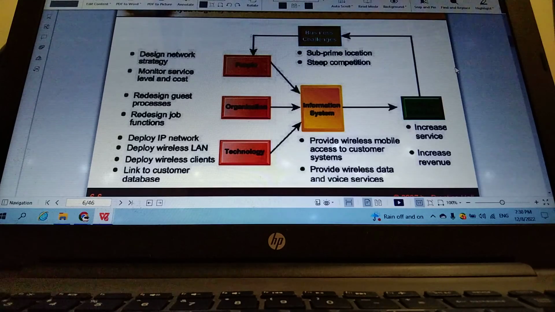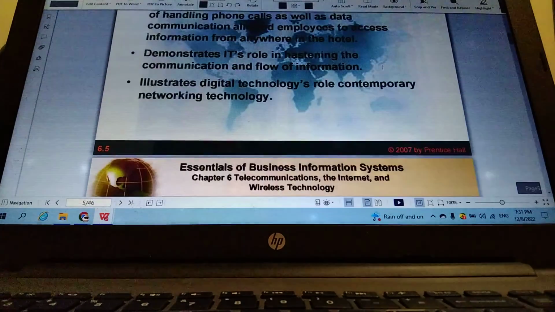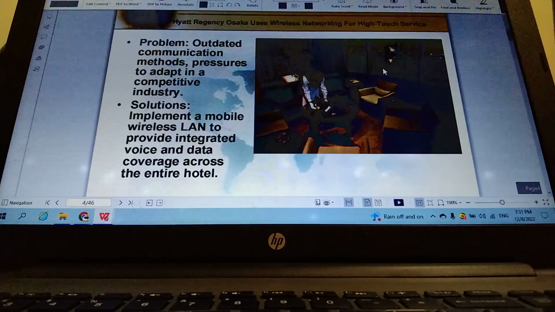So on your right hand side you have this data flow diagram, which shows people, organization, technologies being used in order to overcome the business challenges and make use of the IT system in order to come out with the solution. So these are the processes which will be involved in the entire activities in overcoming this problem with this hotel. So that is the whole idea.